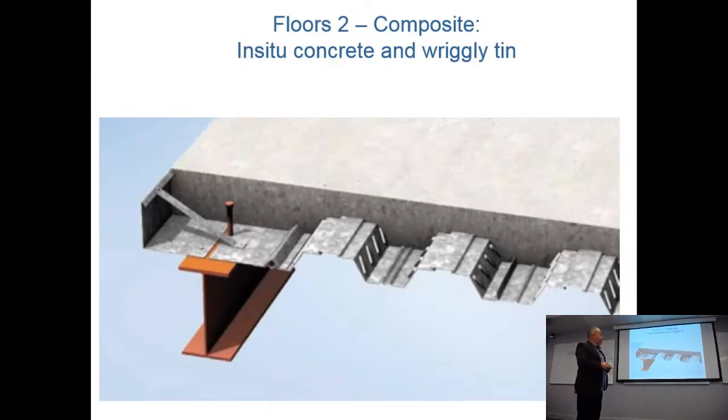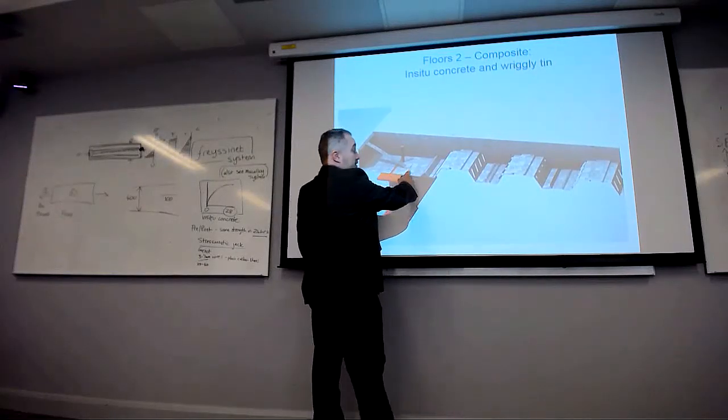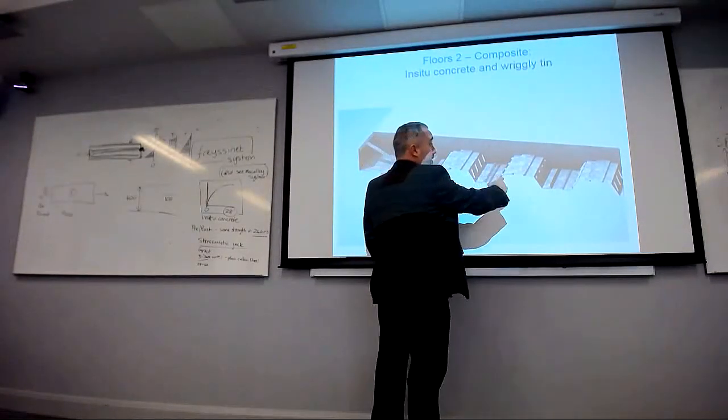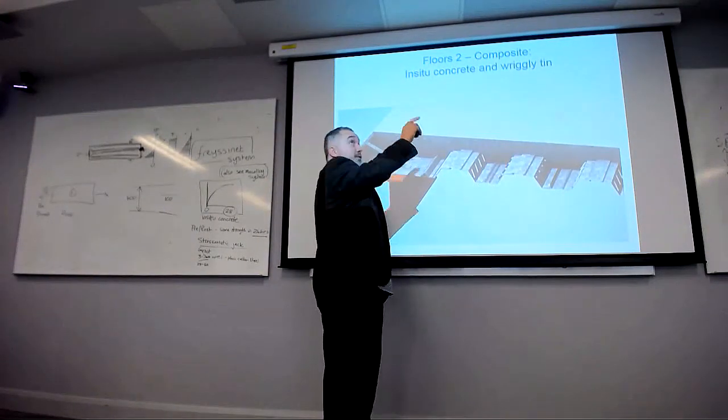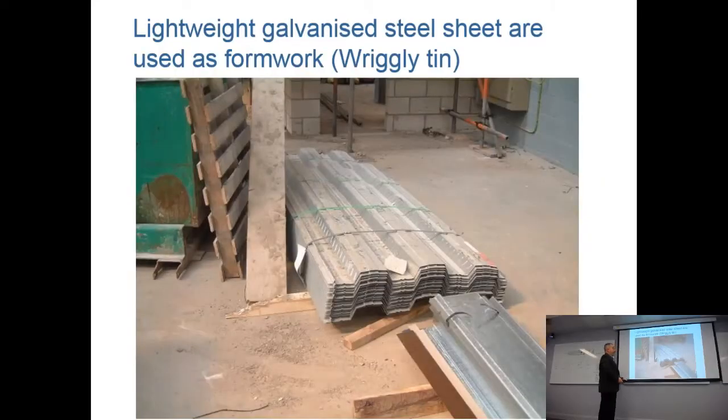The precast is probably the most popular. The other type that is quite popular is wriggly tin. And this is where you have a steel beam, and imagine that you have some steel sheeting that you put in between the two beams, then you cast your concrete on top. It's like formwork, but the formwork stays there. It stays in position. You don't remove it afterwards. The steel acts in tension, and the concrete above is in compression.